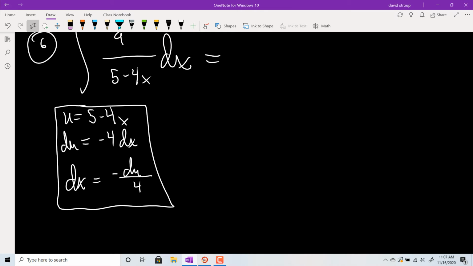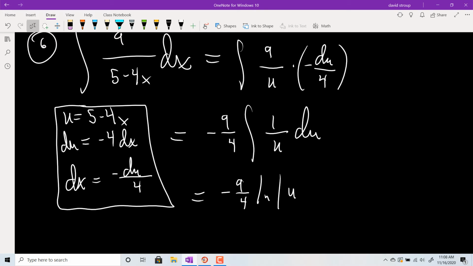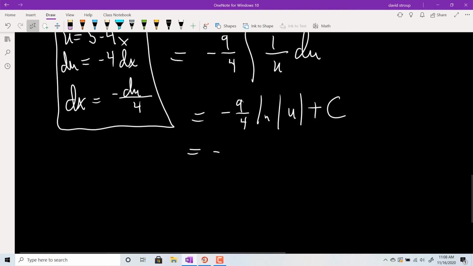Let's quarantine that. And so I have the integral of 9 all over u times dx, which is now negative du over 4. And you can factor out a negative 9/4, and we're left with our integral of the day, the 1 over u du, and we can integrate that: negative 9/4 times the ln of the absolute value of u plus c, and then we can go ahead and back sub: negative 9/4 ln absolute value of 5 minus 4x plus c.